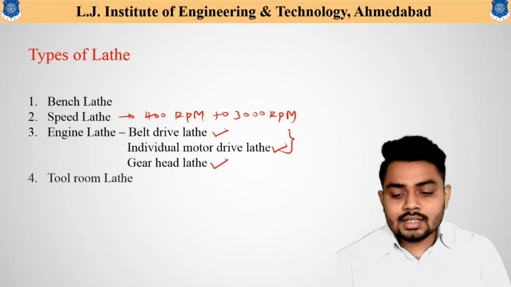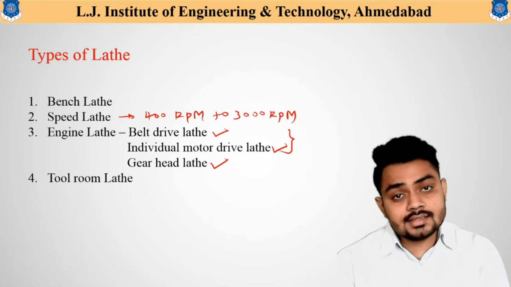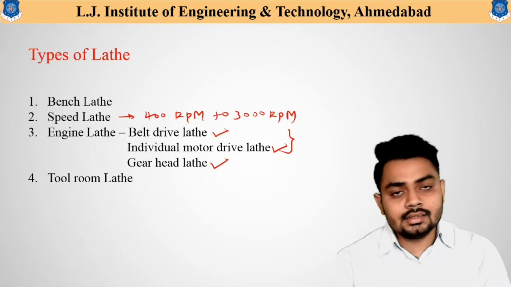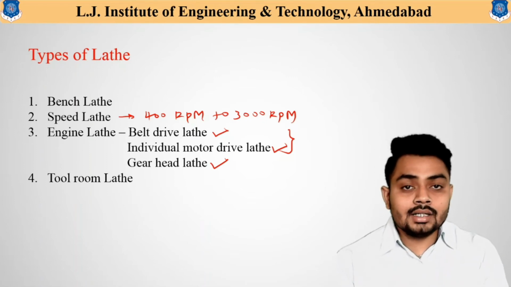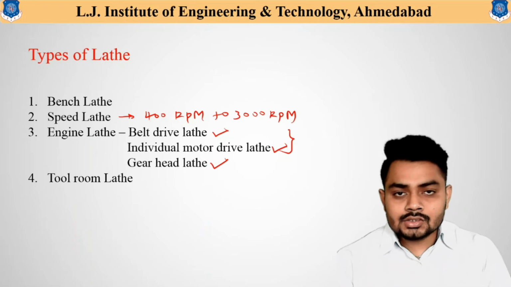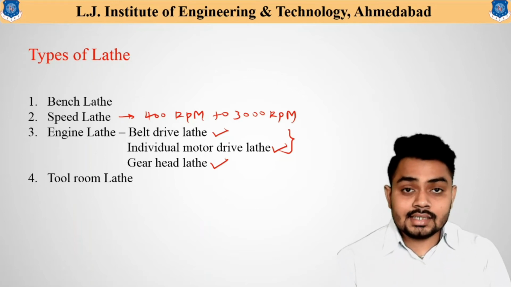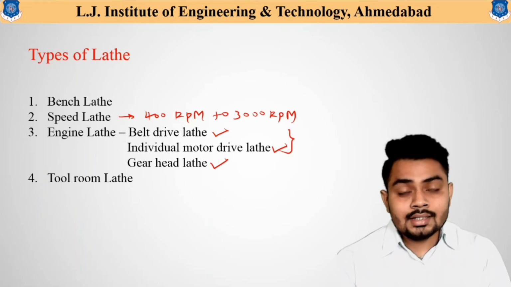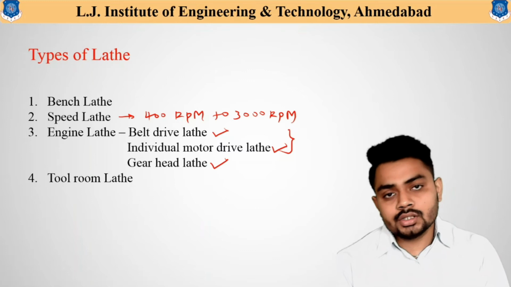Now the next one is the tool room lathe. This tool room lathe is similar to the engine lathe, but the main variation is that tool room lathes are available in very large sizes, and this lathe machine can perform almost similar operations to those of the engine lathe. Tool room lathes are available in specific designs, and can also be used to perform machining operations on very large components.